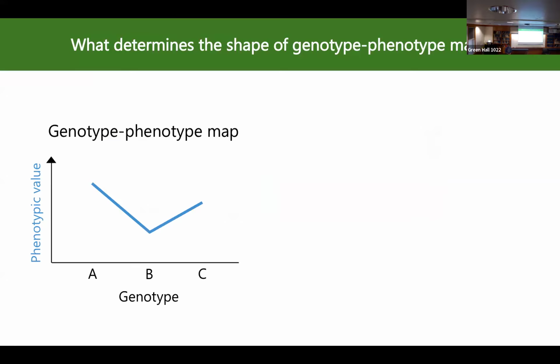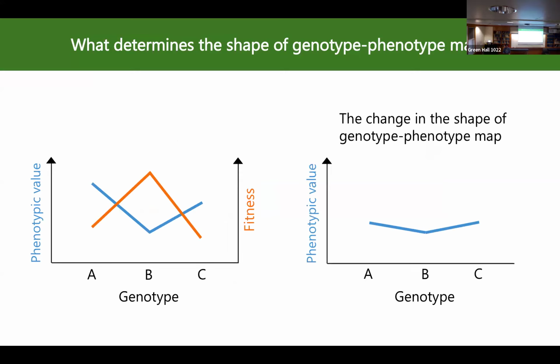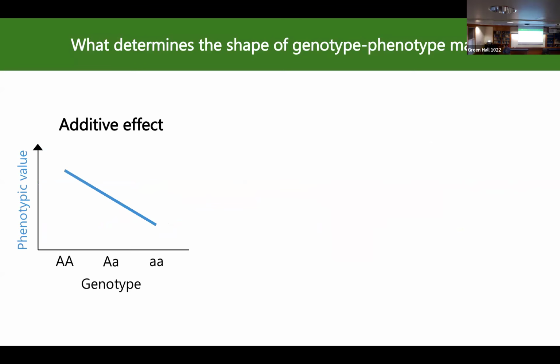So, the genotype-phenotype map is the relationship between the genotype and the phenotype. And it's important in terms of evolutionary biology because the fitness for each genotype can be determined. So when the shape of the genotype-phenotype map changes, the fitness for each genotype can be altered. So what determines the shape of the genotype-phenotype map?